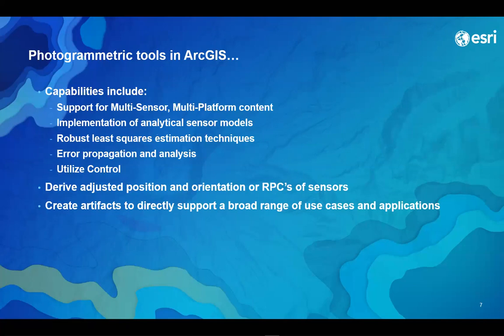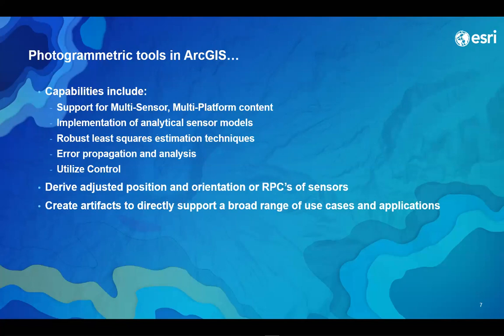As part of the processing engine, we've implemented a robust least squares estimation for block triangulation for satellite data and aerial data. It already exists in Drone the Map. Those estimation techniques include error propagation and error analysis, and all of them allow you to implement ground control to improve the results and the accuracy of your products. These were design criteria that we put into place in order to derive the set of tools and workflows that we are going over today. All of them require or allow you to generate refined position and orientation of the sensor, either as a set of exterior orientation parameters or as a set of refined RPCs for satellite data.